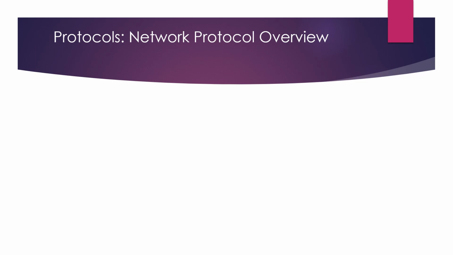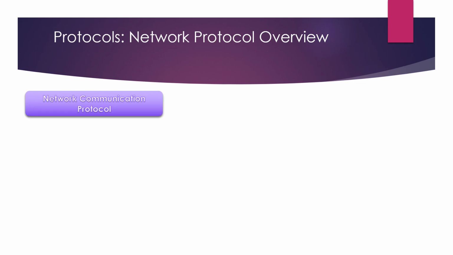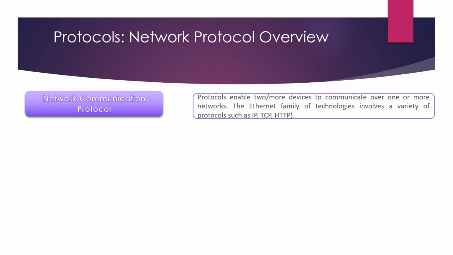And then we will have a table with the various types of protocols that are needed to enable communication across one or more networks. First, network communication protocols, where protocols enable two or more devices to communicate over one or more networks. The Ethernet family of technologies involves a variety of protocols such as IP, Transmission Control Protocol, called TCP, Hypertext Transfer Protocol, HTTP, and many, many more.